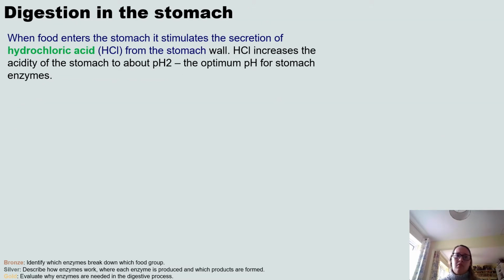Okay, so when the food enters the stomach, it stimulates the secretion of hydrochloric acid from the stomach wall, and that is depicted as HCl, so hydrochloric acid is HCl. That is not an I, that is an L. Be very careful, that is hydrogen and chlorine. Okay, so the hydrochloric acid increases the acidity of the stomach to about pH 2, and that is the optimum pH for stomach enzymes.